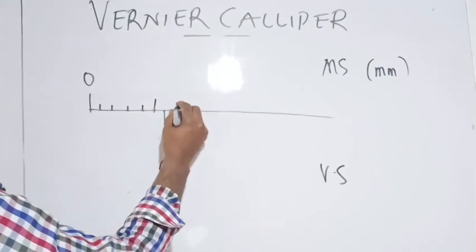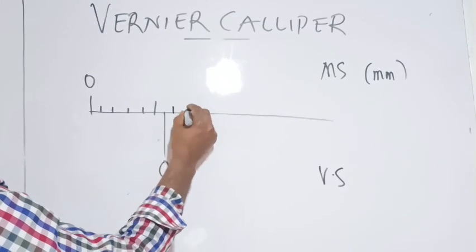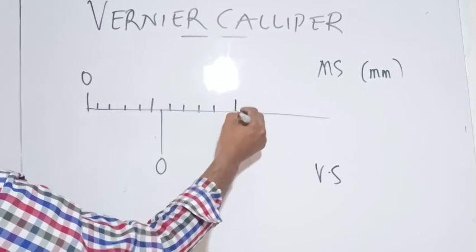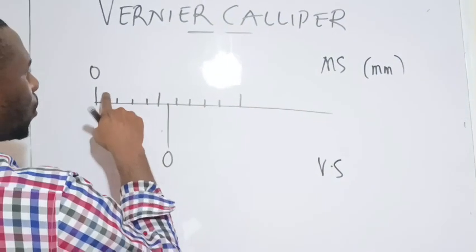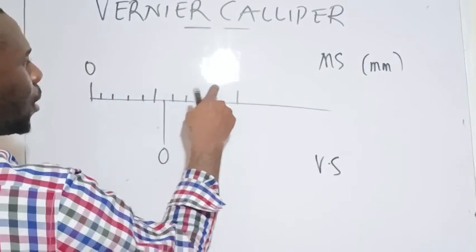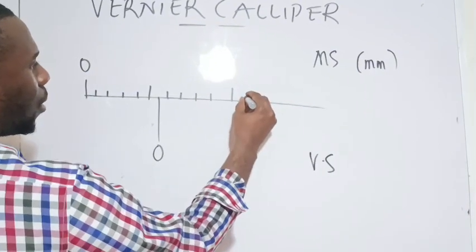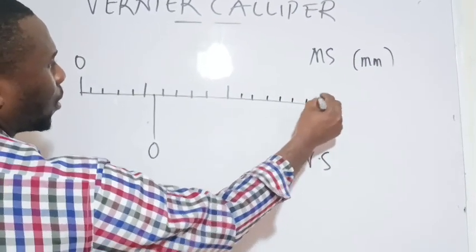This is 10, and this could go on and on. This is 1, 2, 3, 4, 5, 6, 7, 8, 9, 10. Then 1, 2, 3, 4, 5, 6, 7.